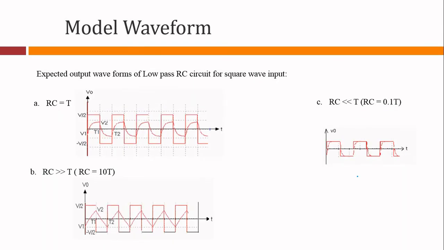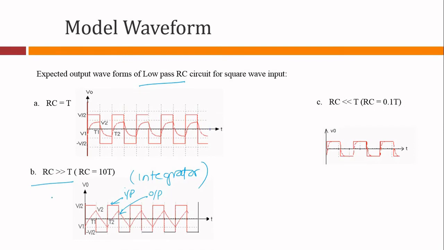This is for the RC low pass circuit. Only when you have RC very much greater than T will it act as an integrator. I hope this is clear. In fact, I have to make a change here. This is the input signal, a square wave, and here a triangular waveform. What you see is the output waveform.